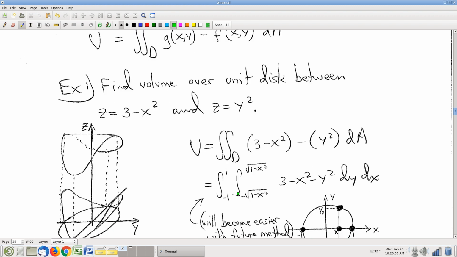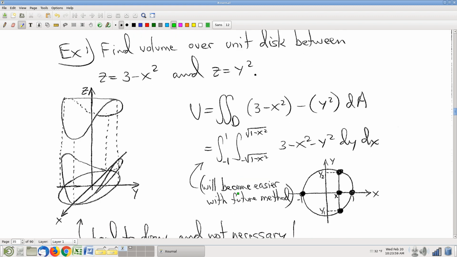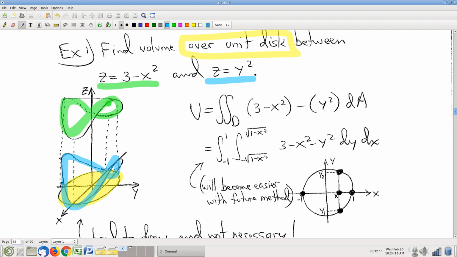Here's an example. Suppose you want to find the volume sitting over the unit disk. Now here's our unit disk down here. Sitting over the unit disk between the following two surfaces. This surface up here, which is hard to draw, and this surface down here, also kind of hard to draw.